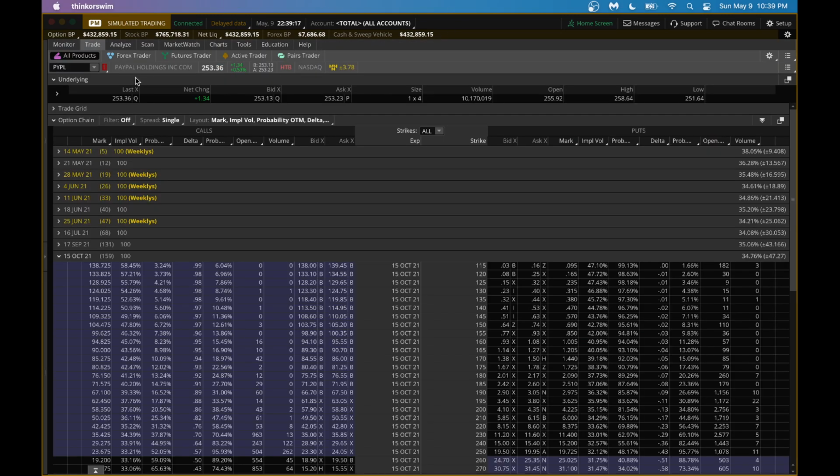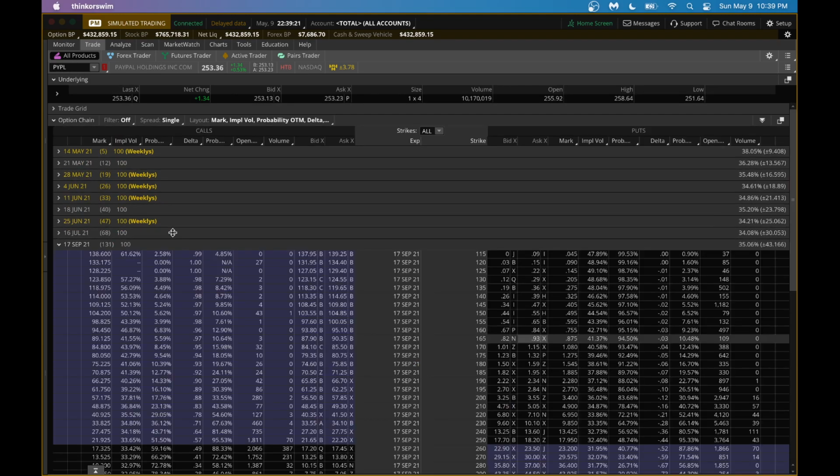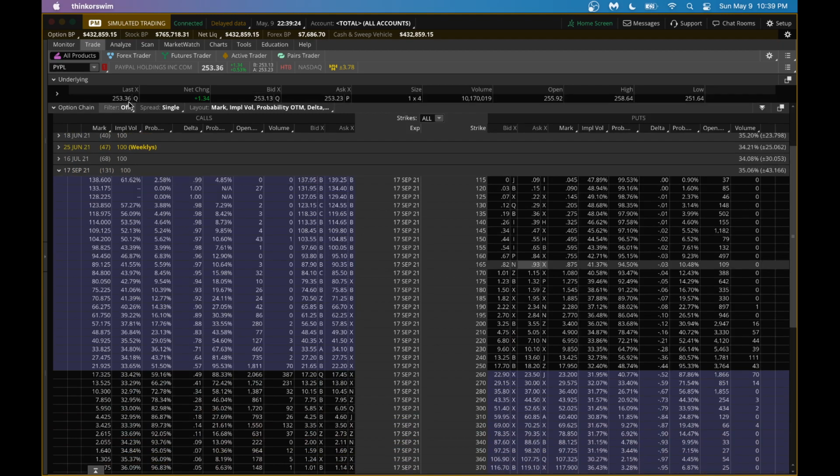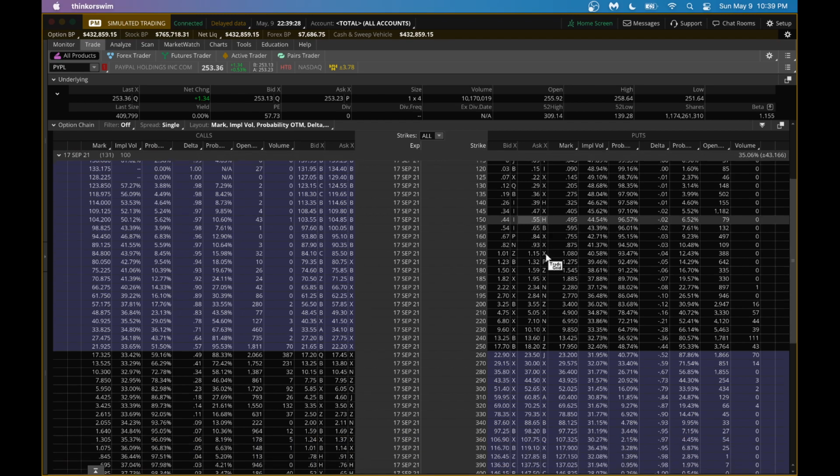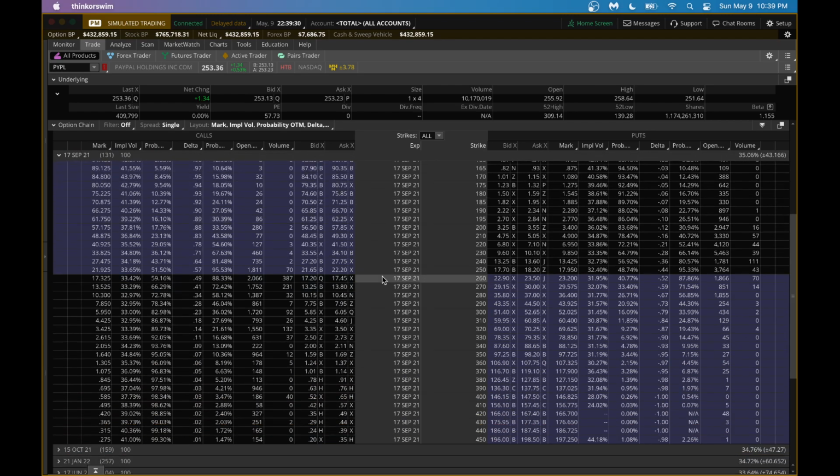So if you go to the trade tab here, PayPal, I would go maybe 131 days out. And right now stock is at 253. All-time high is at 309. So there is a good room to run. 253, so we'll go somewhere here, 250.